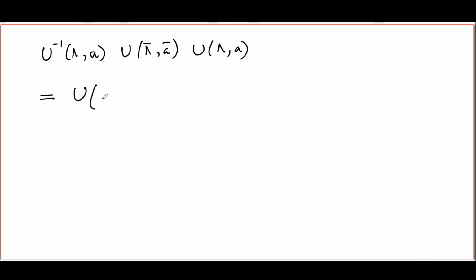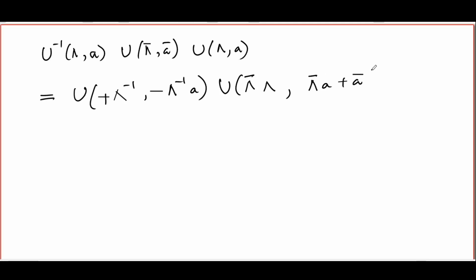Now, what we will do is use this to achieve our goal, that is, try to write U inverse lambda A, U lambda bar A bar, U lambda A as a single Poincare transformation. Well, this is U of lambda inverse, minus lambda inverse A, as we have just seen. You can write down the product of these two Poincare transformations directly: lambda bar lambda, lambda bar A plus A bar.